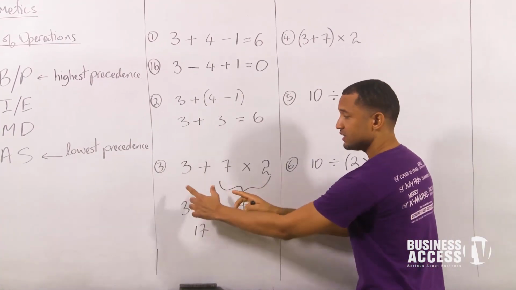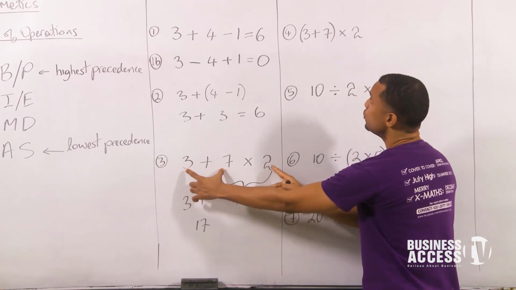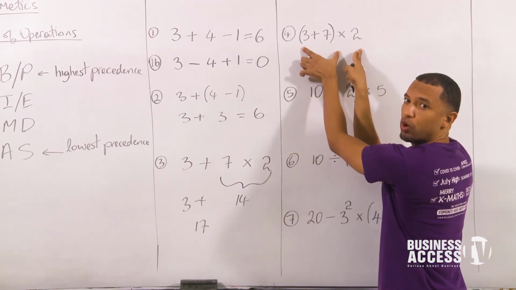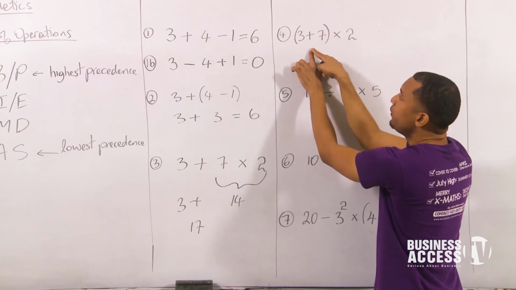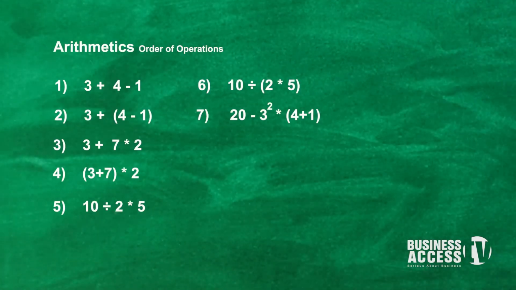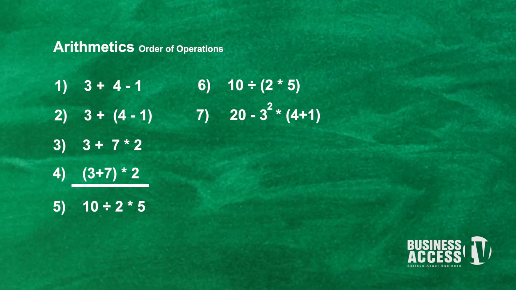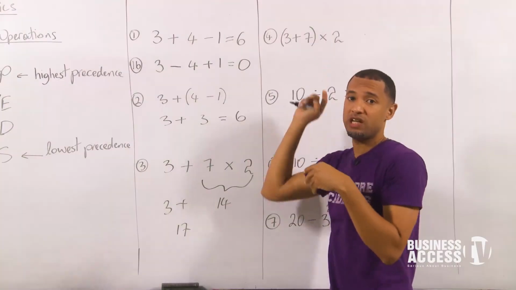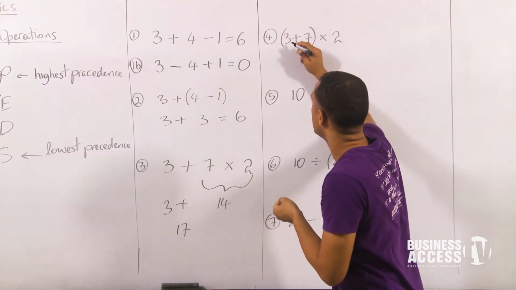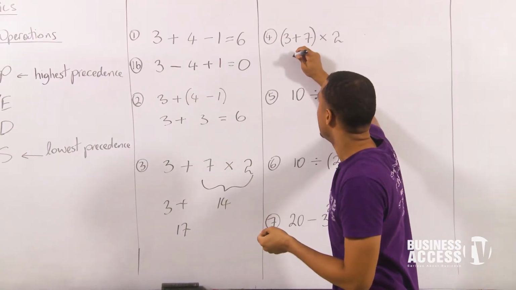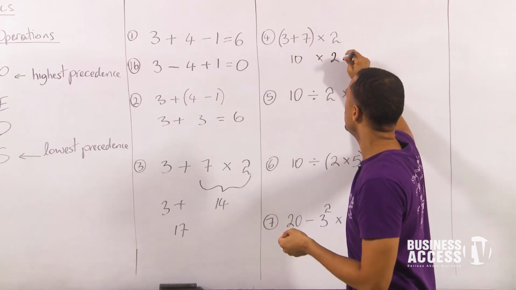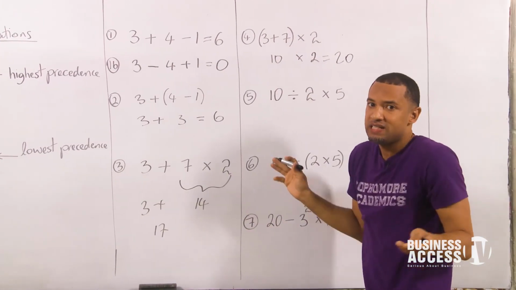But look at this, the same 3 plus 7 times 2. But what is different here? I put the 3 plus 7 in brackets. Now, once that 3 plus 7 goes in brackets, it is more important than multiplication. So you have to do what's in the bracket. 3 plus 7, that is 10, times 2. It gives you 20, ladies and gents.